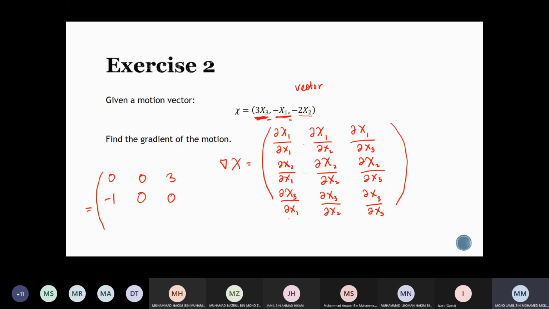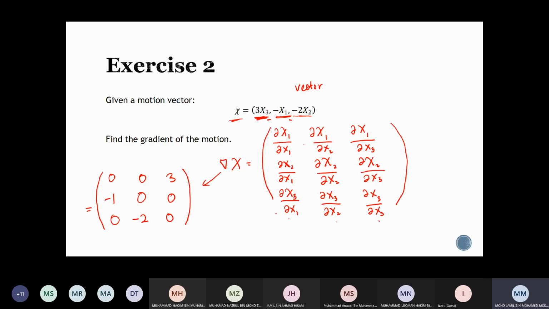And then repeat for the last row. For chi3, this is chi3 over x1. There is no x1, so 0. Over x2, here you have minus 2x2, so differentiate with respect to x2, you get minus 2. And lastly, differentiate with respect to x3. There is no x3 here, so you get 0. So this is the gradient of this motion.